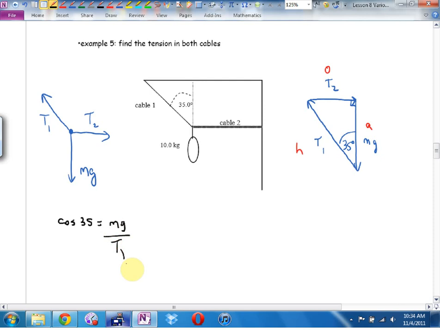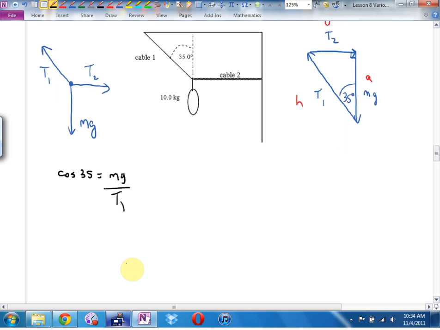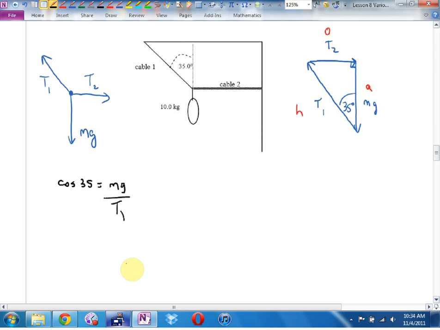Zay, how would I get tension 1 by itself? I think this is where I'm going to cross multiply or move stuff diagonally. I think tension 1 is going to be mg, not times cos this time, but divided by cosine. What do you get? 10 times 9.8 divided by cos of 35. Two or three sig figs? 140, is that right? 120? 119 point what? Okay, so 120, sure.